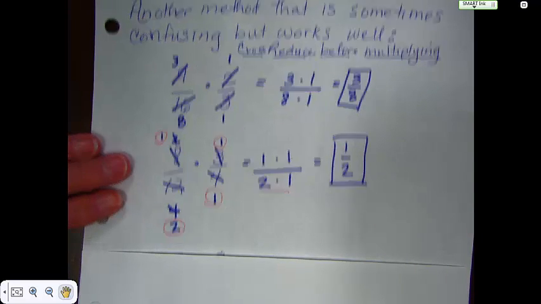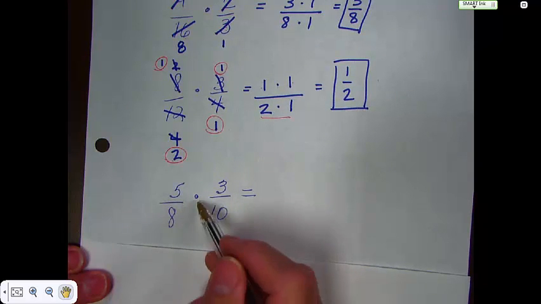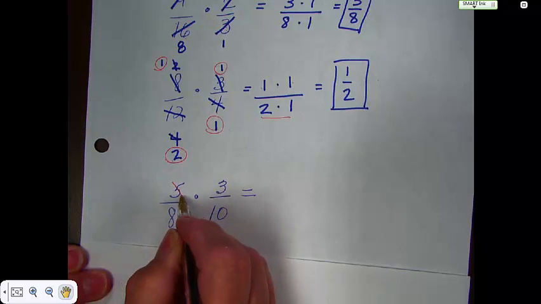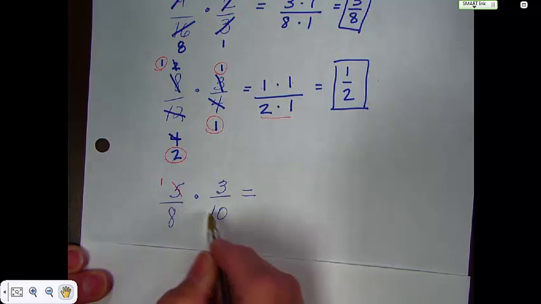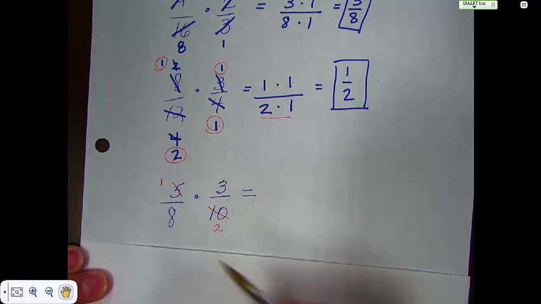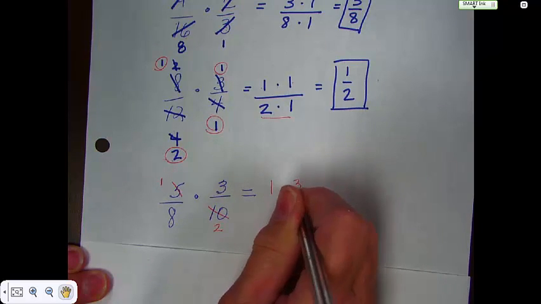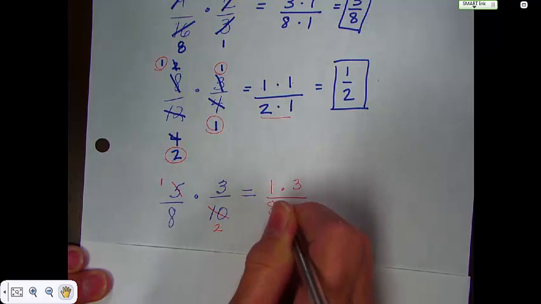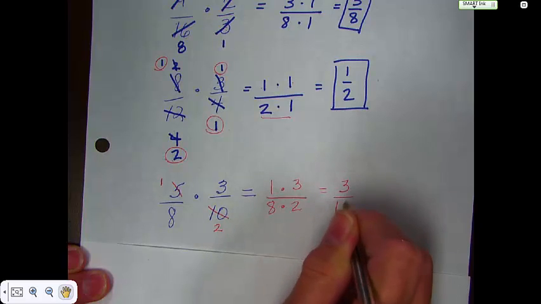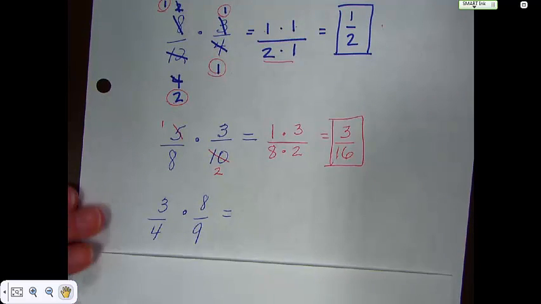Now I went through that pretty fast, so let's do one here. Okay, we have 5/8 times 3/10. 5 on the top goes into itself 1 time, but it goes into 10 twice. 3 doesn't go into anything in the bottom, so we are done. 1 times 3 over 8 times 2, 3 over 16. Okay, do another one quickly.